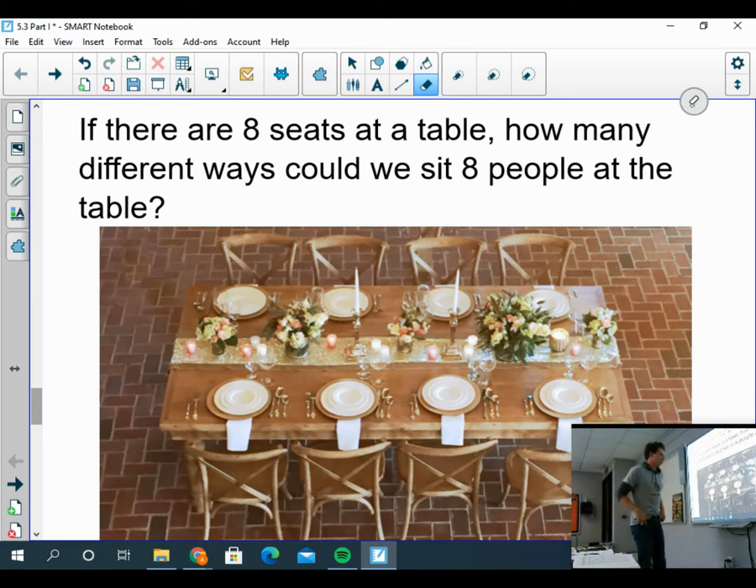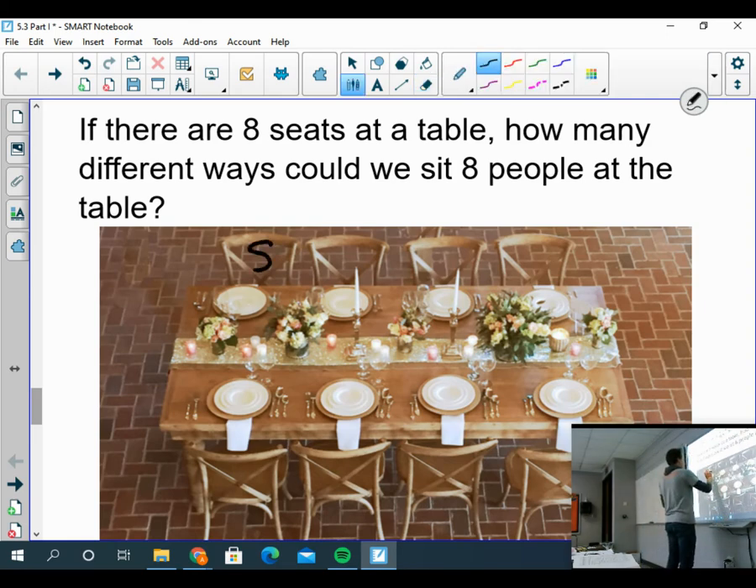We have 8 seats at the table. If we have 8 people, there are 8 different options of people who could sit in seat number 1. Now, someone has to sit there, which means there are only 7 different options for seat number 2. Just like when we roll dice, the probability of a 5 and a 5, we do 1 in 6 times 1 in 6, get 1 in 36. You would do the same logic here.